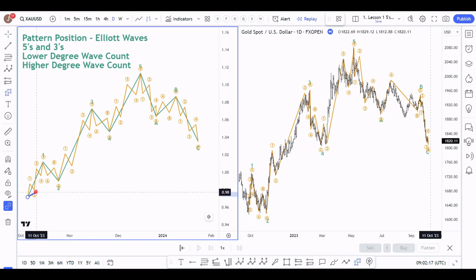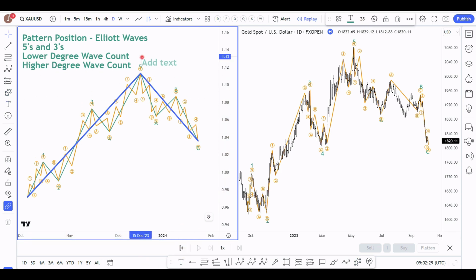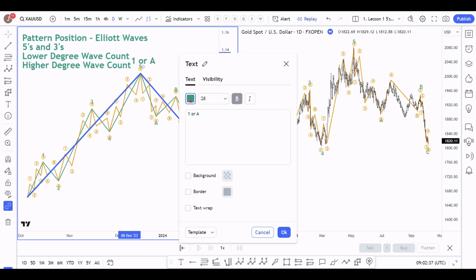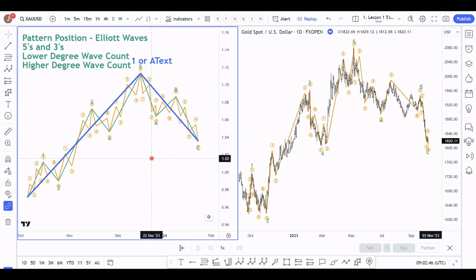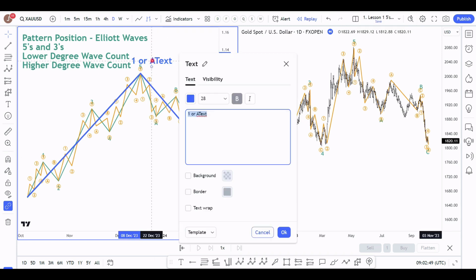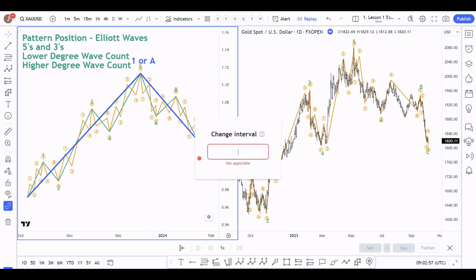So this whole wave structure, this whole big move, 5-wave structure, falls into a larger degree wave count. And this ABC correction falls into a larger degree wave count. And more often than not, it will be a wave 1 or A. Could be something else as well, but here I'm just going to label it as a 1 or A. And we'll actually label this and color it in blue so it stands out. And then this low down here, we're going to label it as a 2 or B down here.